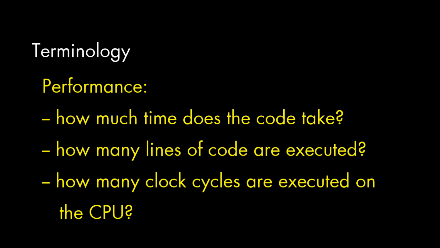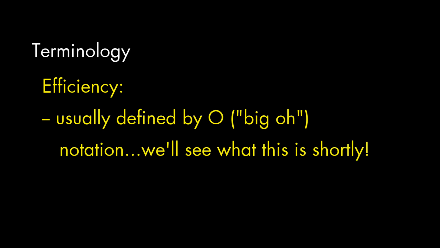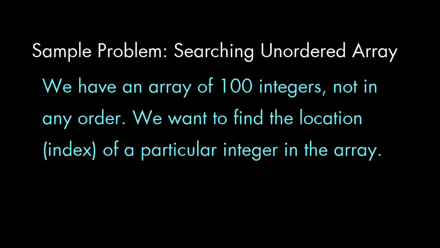So that's performance. Efficiency is a measurement used in programs where the size of the problem can change. It measures how the performance changes as the problem size changes. This is usually defined in what we call Big O notation, which represents the performance growth rate in the worst case scenario.